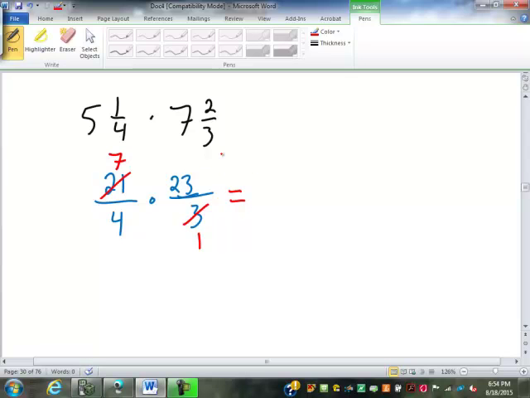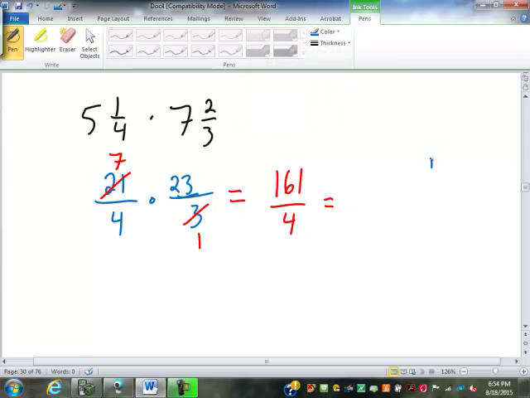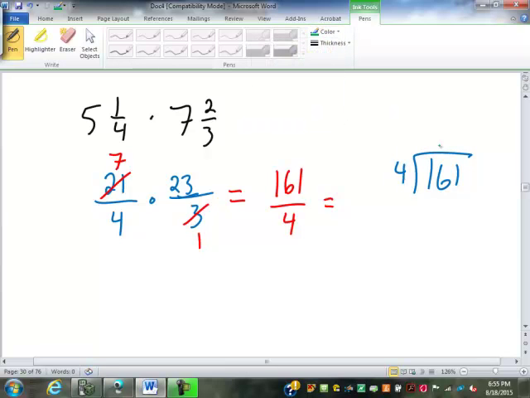7 times 23 is 161. 4 times 1 is 4. And then we can reduce that just like any other improper fraction using division and remainder. 4 goes into 16 4 times, with nothing left over, bringing down the 1. 4 does not go into 1, so we put a 0 there. There's 1 left over, 1/4. So that is 40 and 1/4.